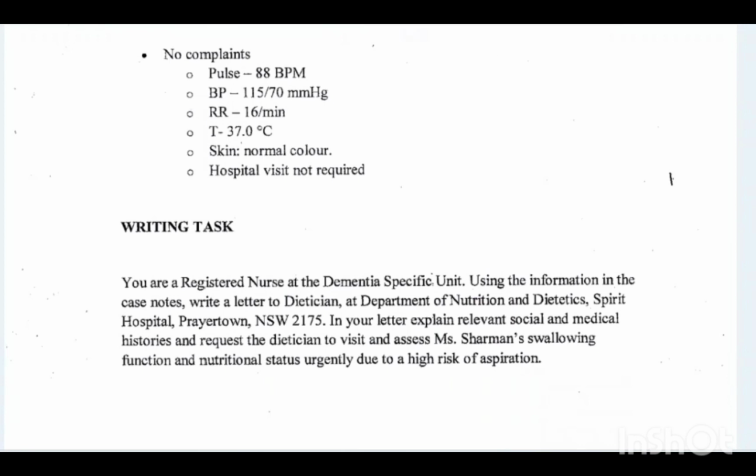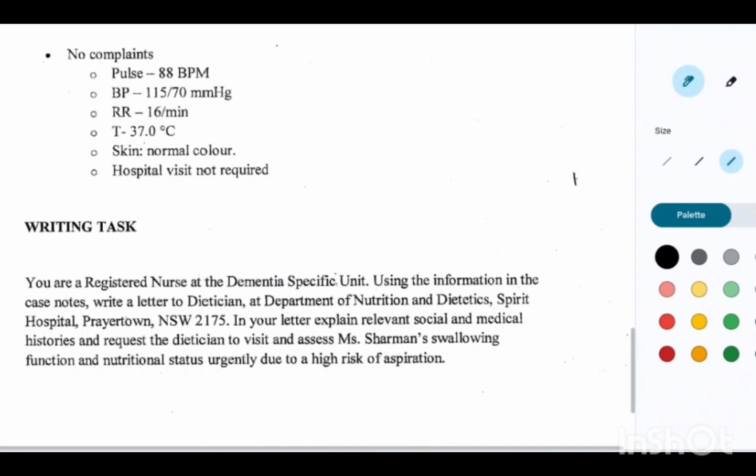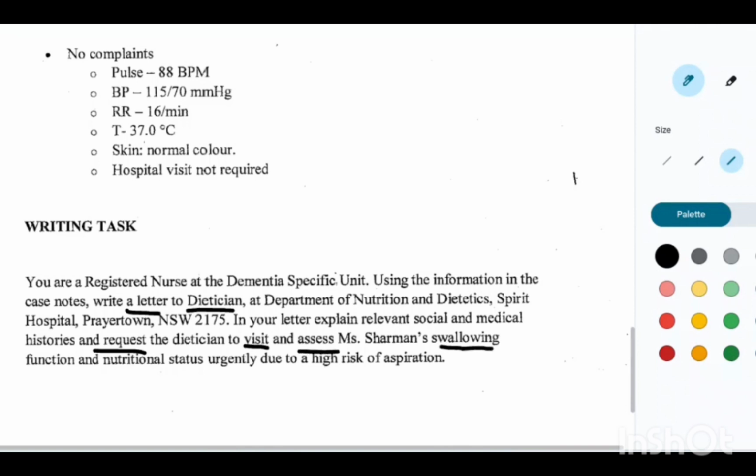So, there are a few things we can get from the case note. That is, what kind of letter you are going to write. It is going to be a referral letter, to whom you are writing and the address of that person, and whether it is an urgent letter or not. In this case, that is not specified. And the actual purpose of the letter: a referral letter to the dietitian, to request the dietitian to visit the care home because you are in a dementia specific unit, and assess Miss Sherman's swallowing function. That is the primary purpose of this letter. So these are the few things you get from the task.